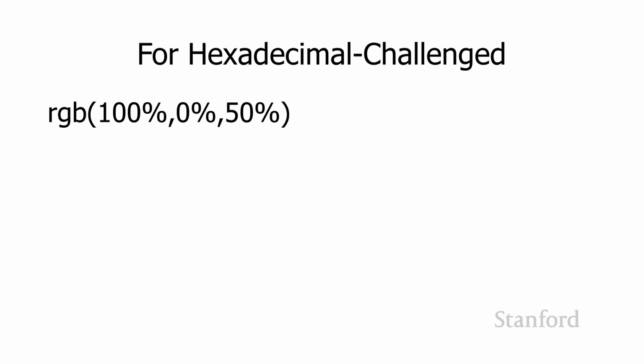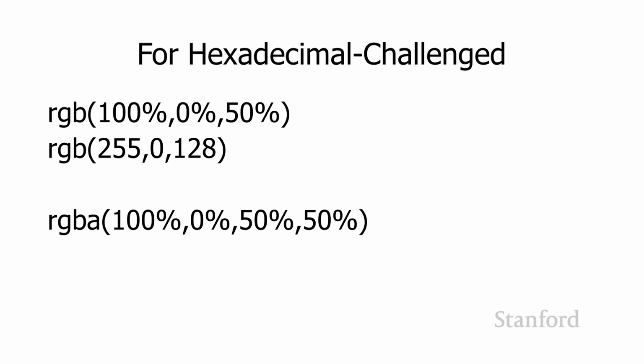But if you really don't want to specify the amounts in hexadecimal, you can specify them either as percentages or as just straight decimal numbers. So instead of specifying the number as number sign, hexadecimal pair, hexadecimal pair, hexadecimal pair, you can specify it by writing RGB and then giving a set of percentages for red, green, and blue. Or you can give numbers between 0 and 255. This also works for alpha. You specify alpha as a percentage.